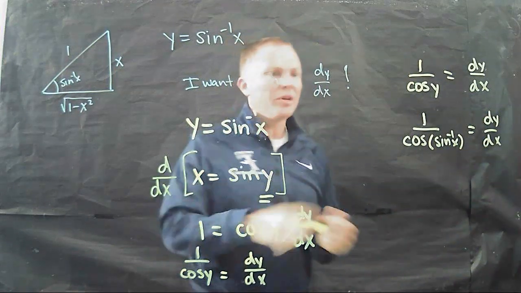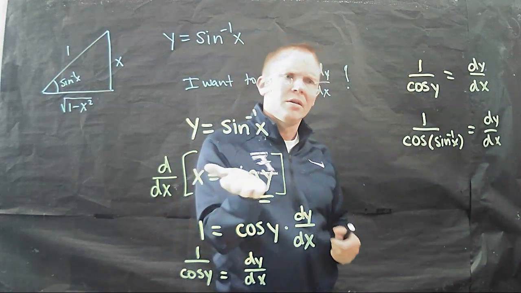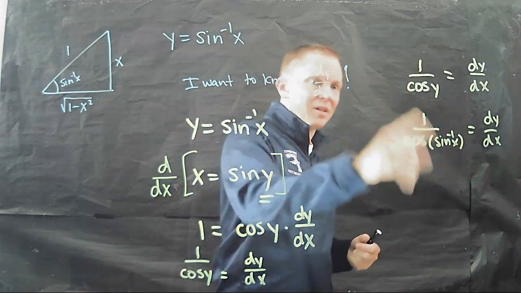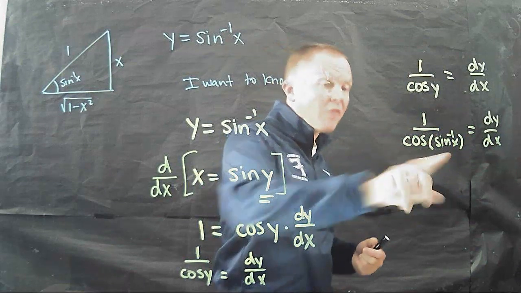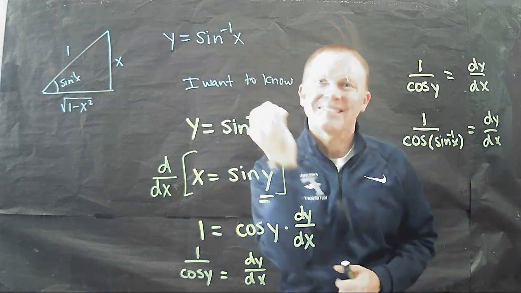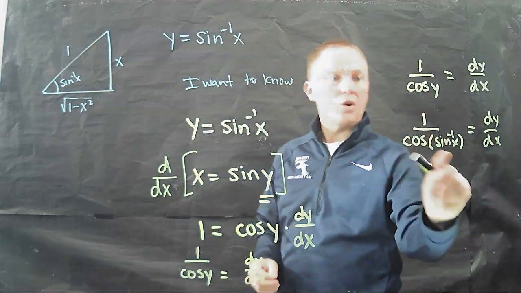And now you might be looking at this saying, wait a minute, that looks weird, but this is a function of x now, right? I mean, it is weird. And you got the cosine of the inverse sine of x. And this is what I was saying earlier. You have to understand the inverse sine of x is an angle, okay? 1 over the cosine of that angle.